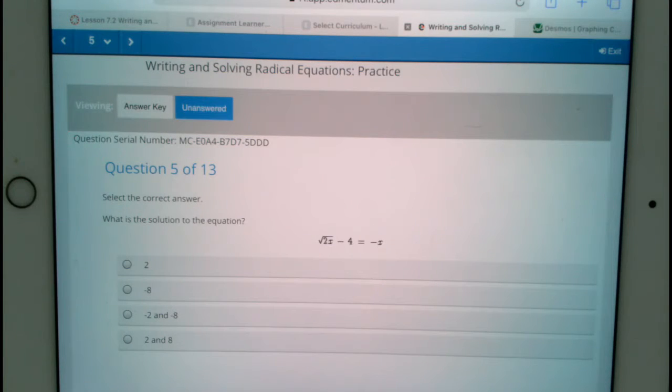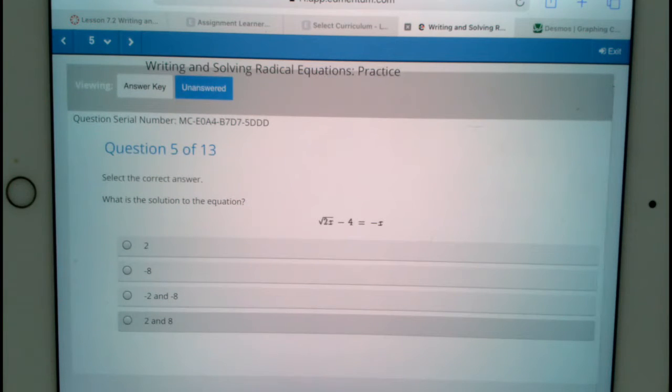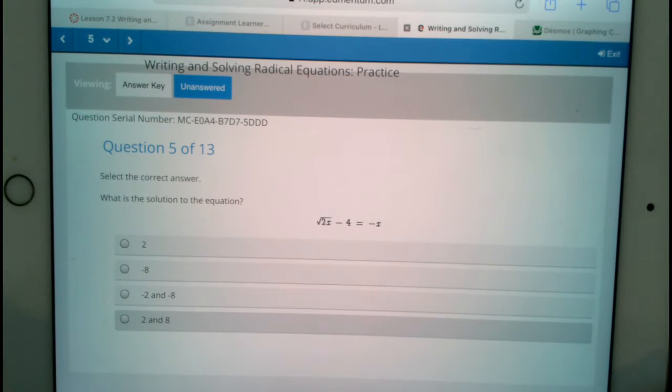Like most of the problems in this practice section, we're simply solving the equations. This one is the square root of 2x minus 4 equals negative x. And unlike the other ones, we don't have a no solution option on this one, but be careful about that. Don't automatically think that there isn't an extraneous solution, is what I'm trying to say.